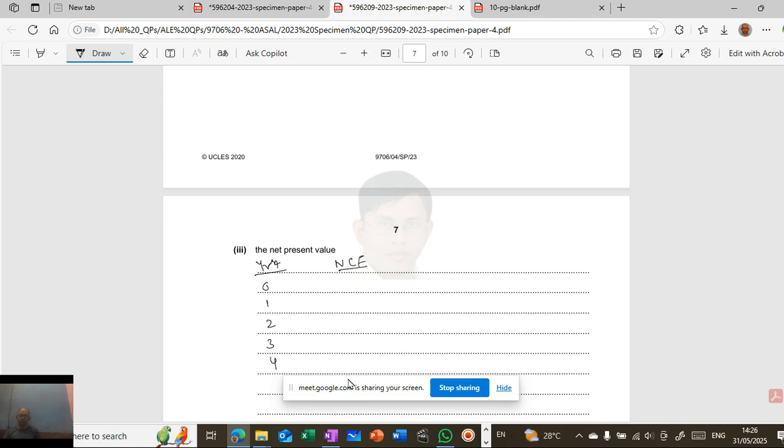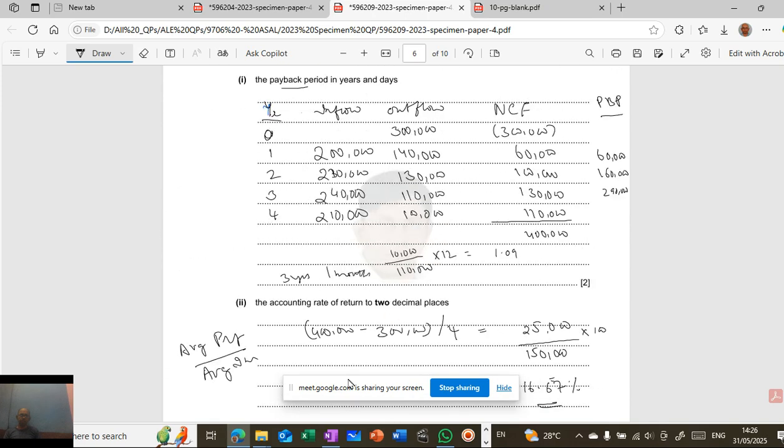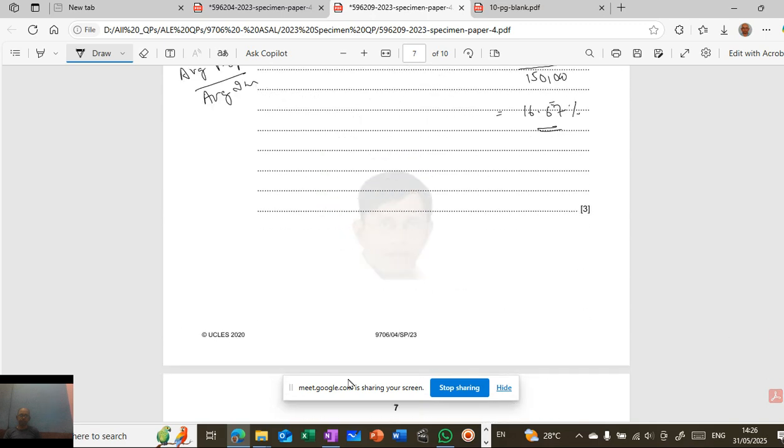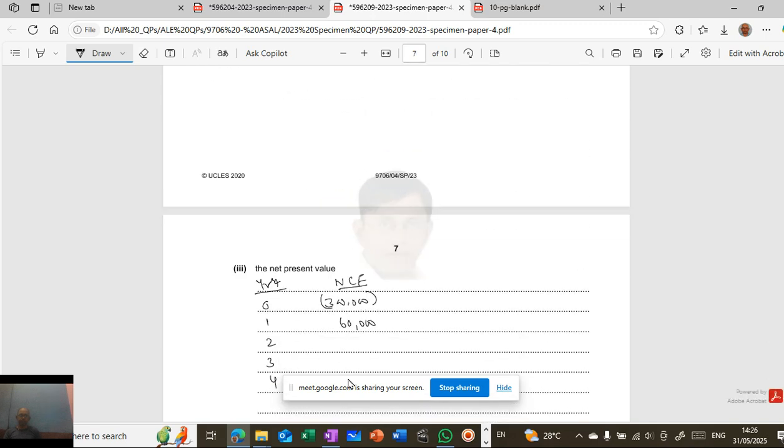What is the net cash flow? First year it is 300,000, then 60,000, 100,000, 130,000, 110,000. So 110, what next?